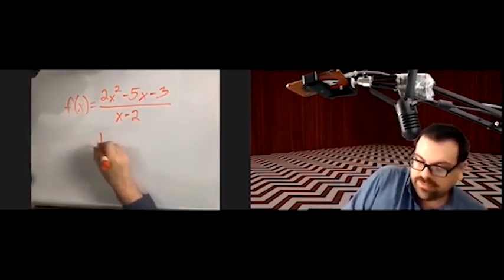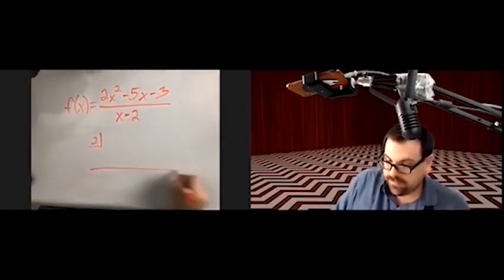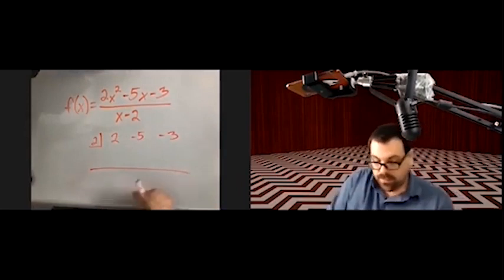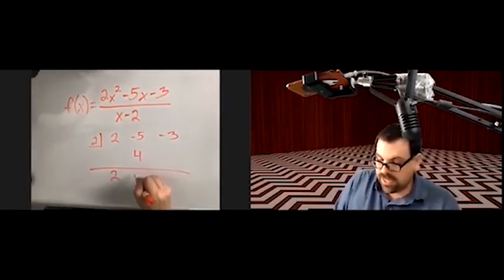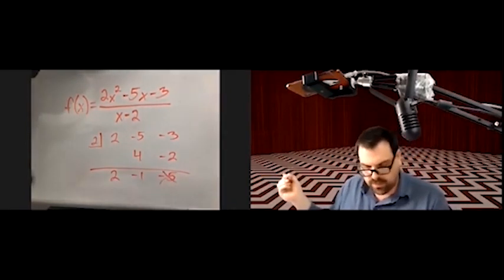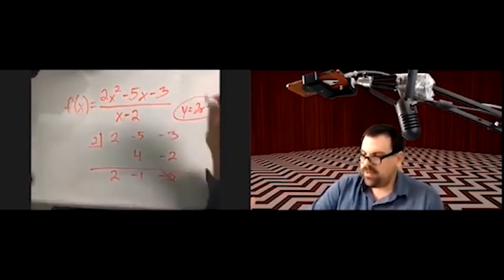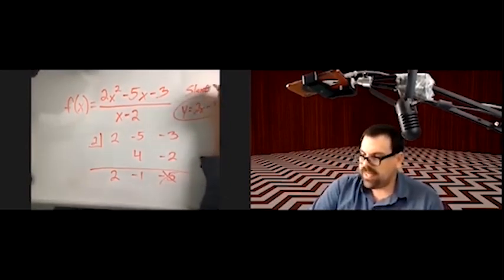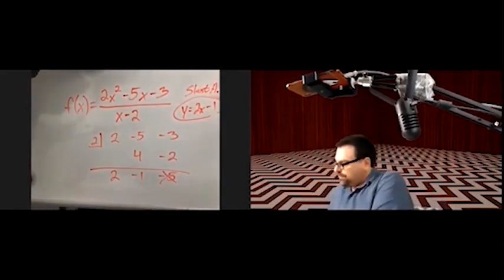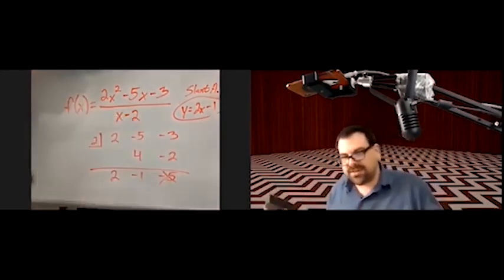So we do synthetic division. X minus what? X minus 2. 2 goes in the box. 2, negative 5, negative 3. Bring down the first number, multiply and add. Multiply and add. Throw the remainder away. Y equals 2x minus 1 then would be the slant asymptote. What's the vertical asymptote?